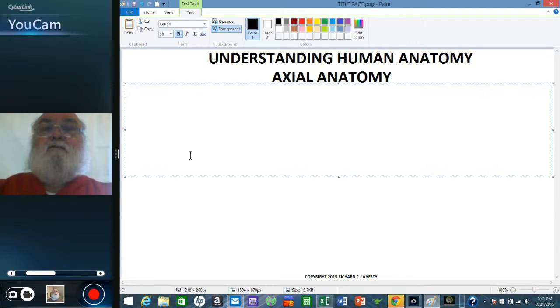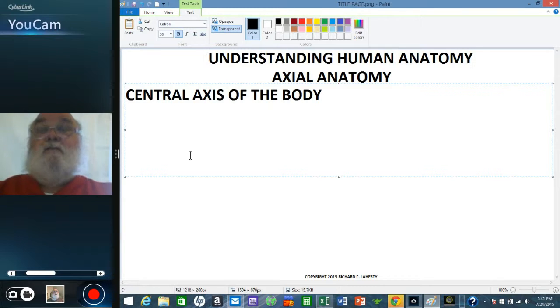The topic of this video is axial anatomy. The axial anatomy is the anatomy of the central axis of the body. It is often referred to as the trunk or core of the body. So when someone is working on their core, they're working on axial anatomy.